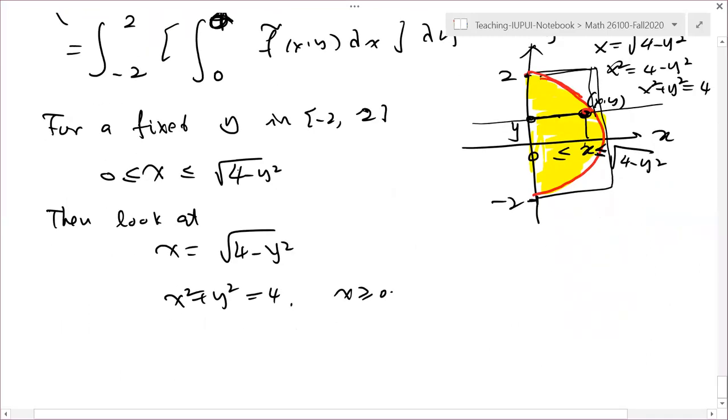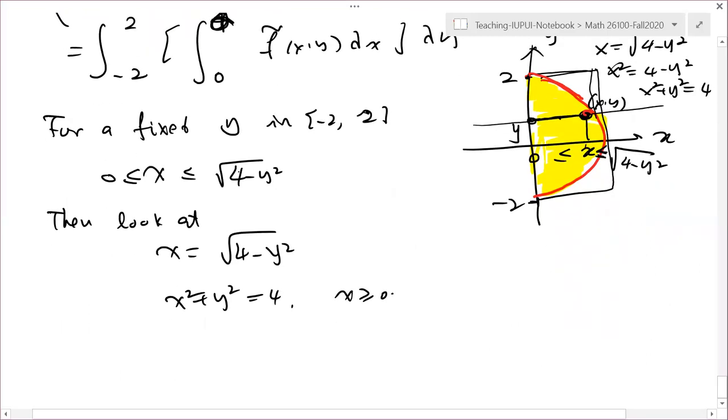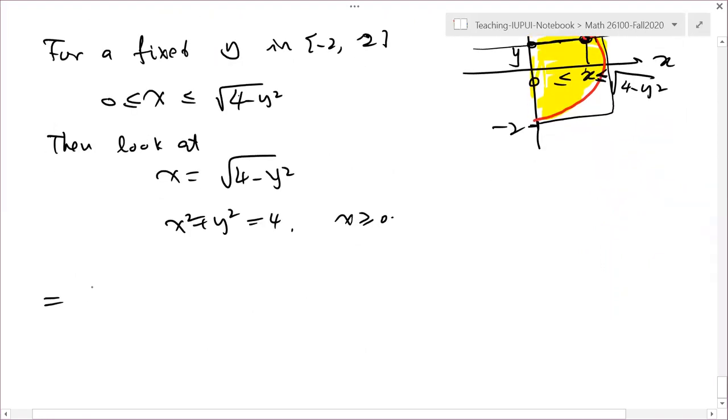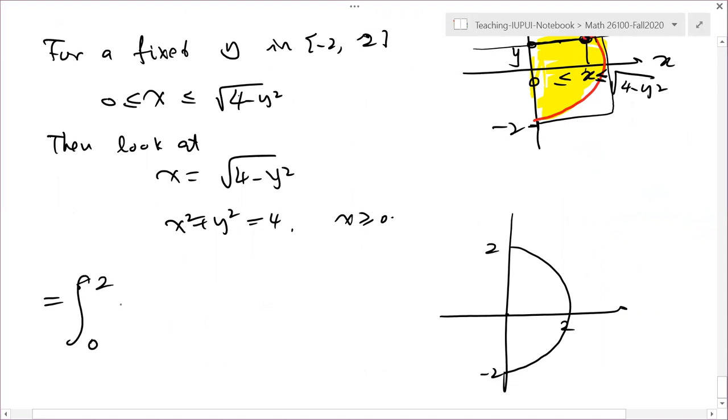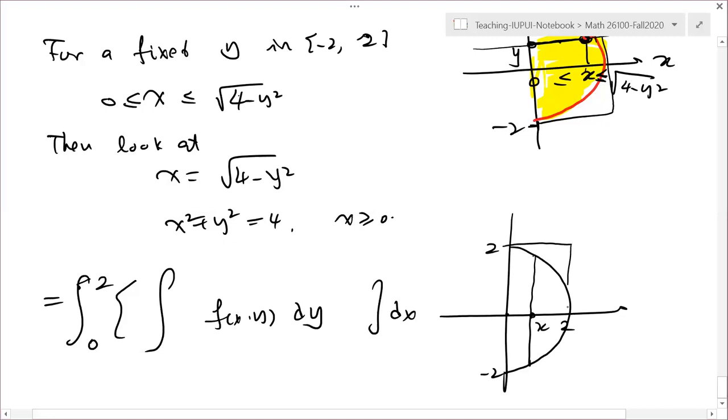So now once you get the domain, you can change the order, right? So let me draw the picture again. This is a semicircle. This time, here's 2, here's -2. So the integral is from 0 to 2, and x should be outside, and then inside will be the integral with respect to the y variable. So that means I'm going to fix x, and I look at my rectangle still here, right? Then look at all the points here. So this is y, here's x and y, right?